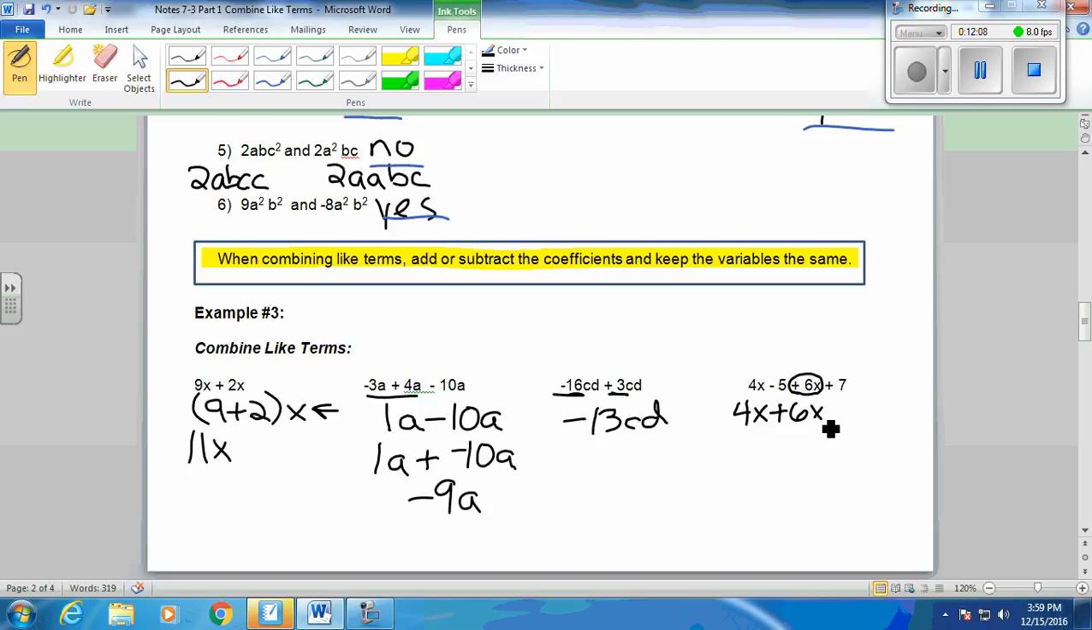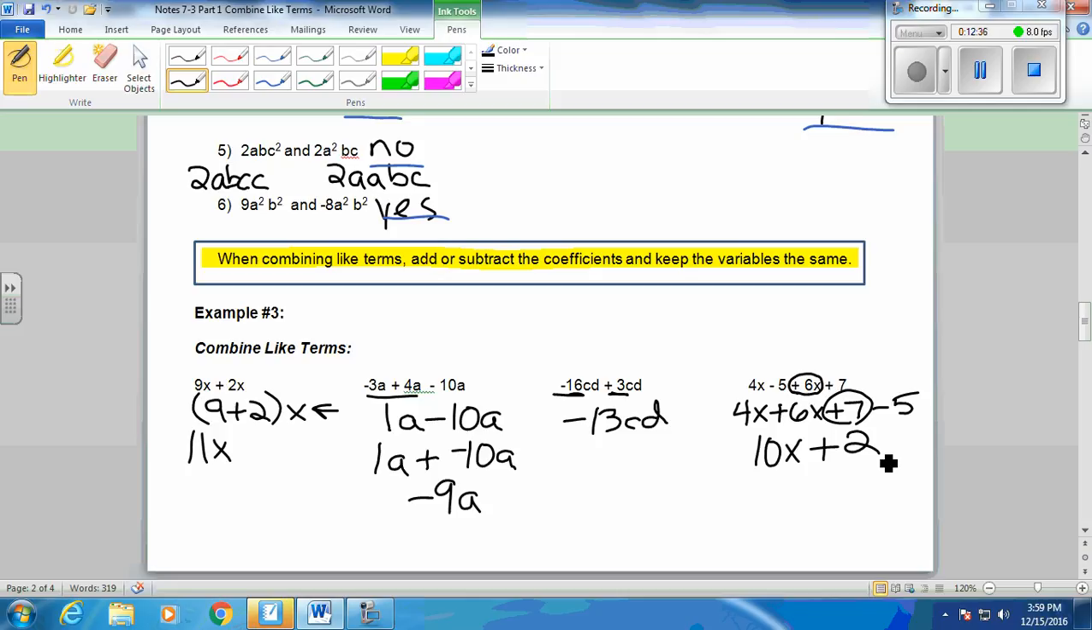I see that since 7 is the larger number, I'm going to bring the plus 7 down and then bring the minus 5. So 4x plus 6x will be 10x. And then this is a positive 7 right here, minus 5. A positive 7 minus 5 is going to give you a positive 2. So the plus sign is taking the place of the positive there.